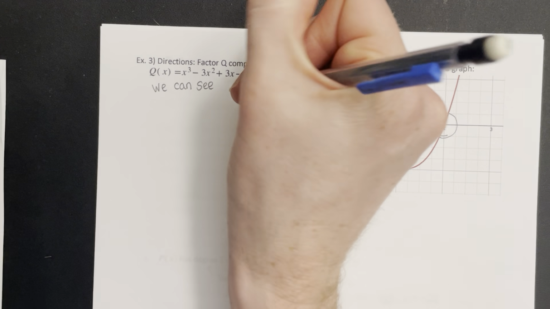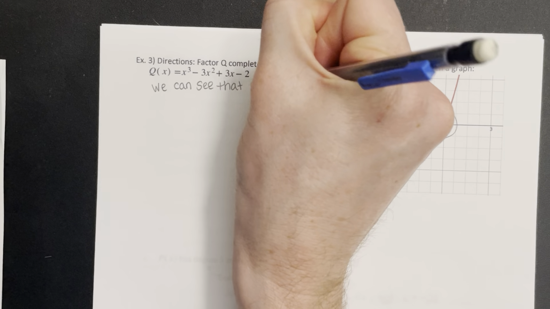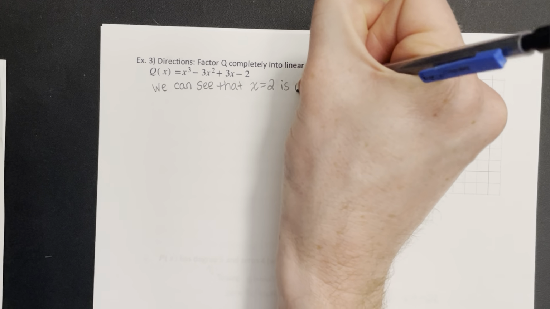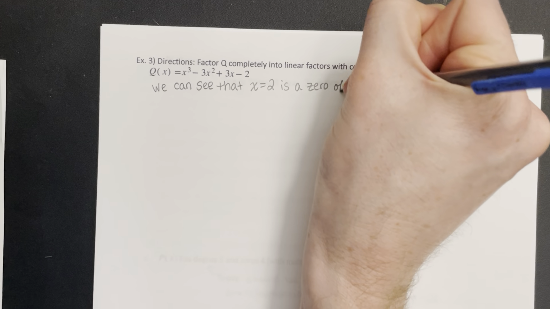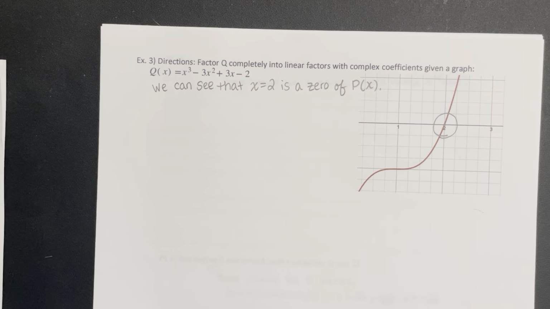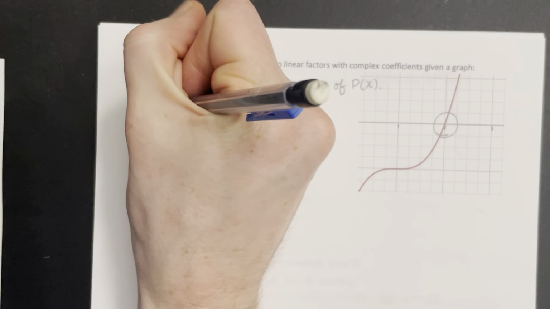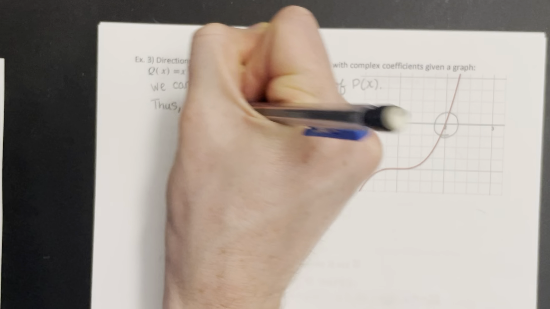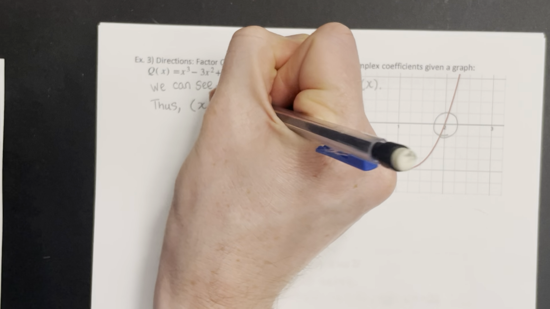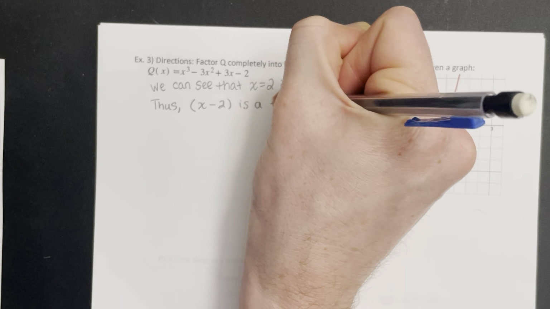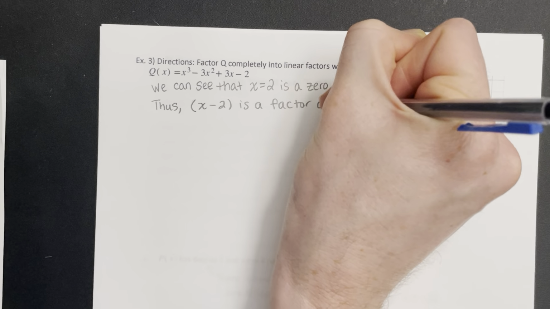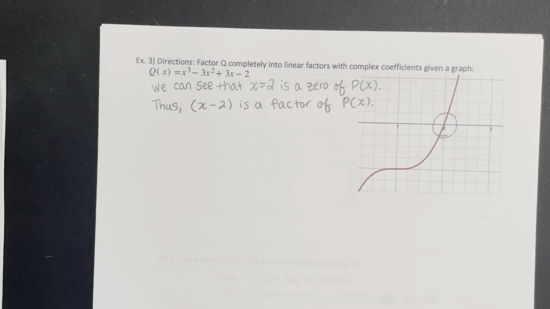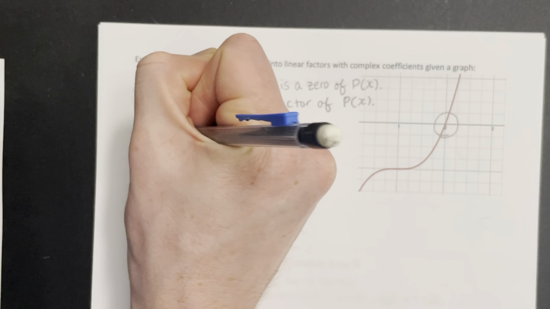All right, so we can see that x equals 2 is a 0 of p of x. If x equals 2 is a 0, then x minus 2 is a factor. If we know a factor, then we can continue to find more factors by using division. So we start that long division process again.